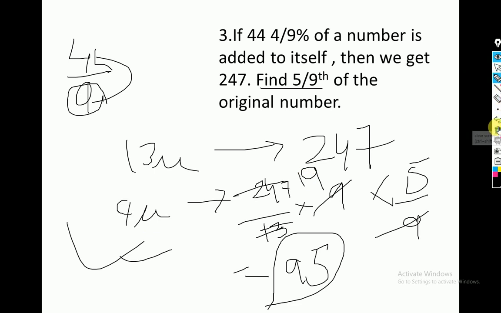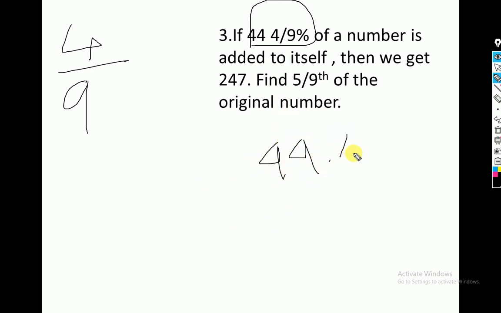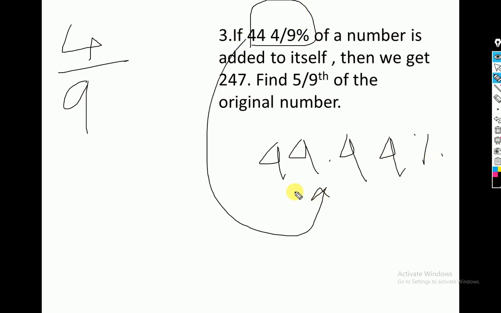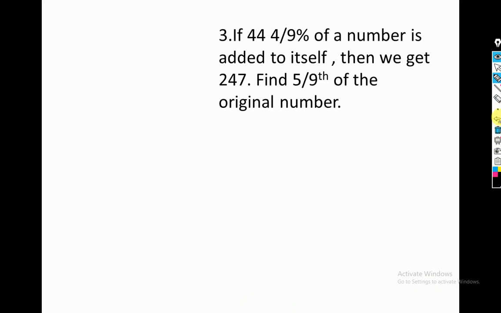Let me just repeat it once again. So 44 4/9% of a number, the fractional value is 4/9. You can look at 44.44%, which is equivalent to this one. This is similar to 11.11%, which is 1/9. So if we multiply it by 4, you get 44.44%. Similarly, you have to multiply by 4 over here also. This is how we get 4/9.